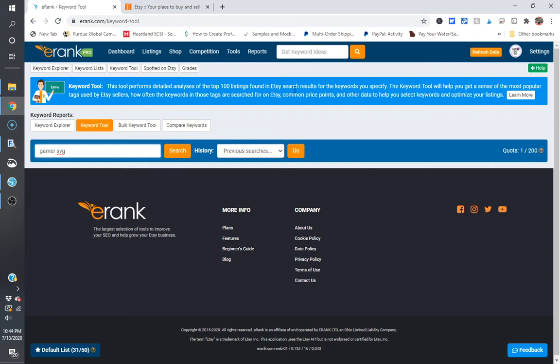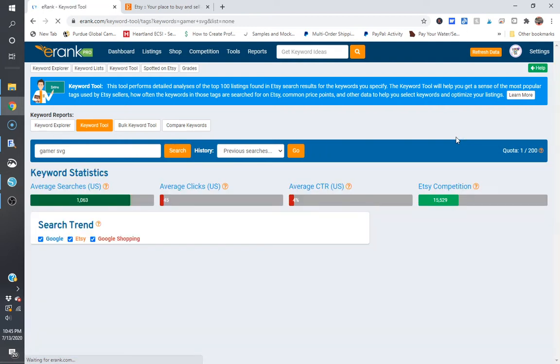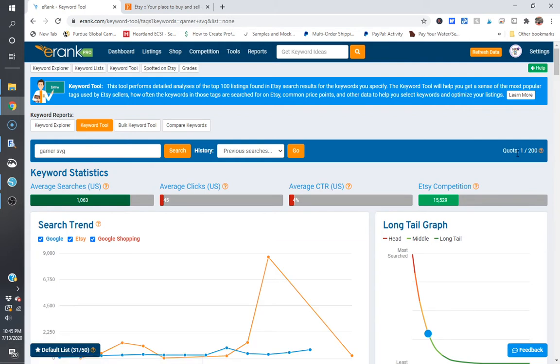Keyword tool, right? Go ahead and click on search here. And what this is going to do, you can see my quota here. Okay, so I have the pro version, which is $9.99 a month, and that will allow for 200 searches, whereas the free version has a certain amount, and then there's a mid-grade that has a certain amount.